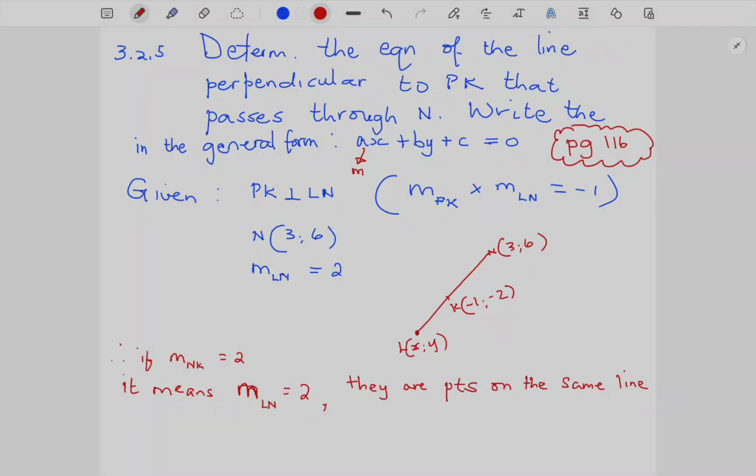Question 3.2.5 says determine the equation of the line perpendicular to PK that passes through N and write the equation in the general form. The general form is given as AX plus BY plus C is equal to 0. That is the general form of a straight line equation. Where to find this? It is on page 116 from your textbook.